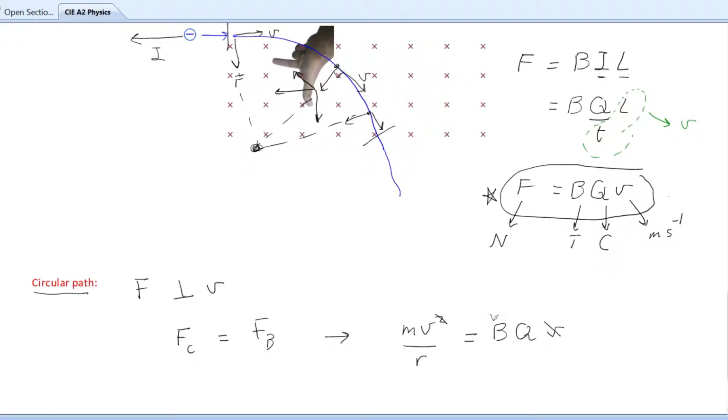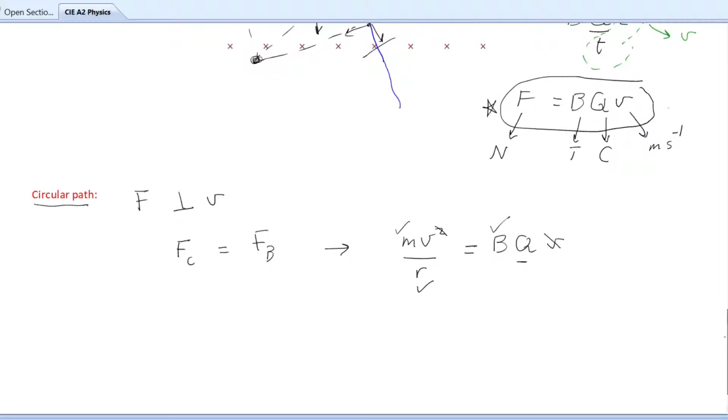So if you know the flux density and you know the mass of the particle and you can measure the radius of curvature, you can simply calculate the charge. Or if you already know the charge, for example, it's an electron or something, you can easily find the mass of the particle. And this is, by the way, how to find out the mass of an electron.